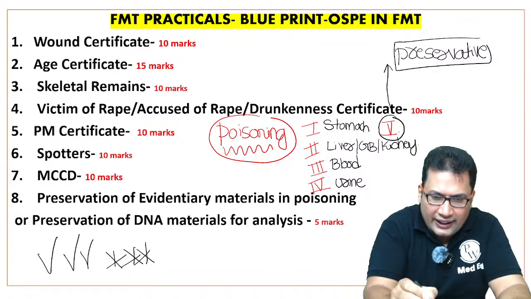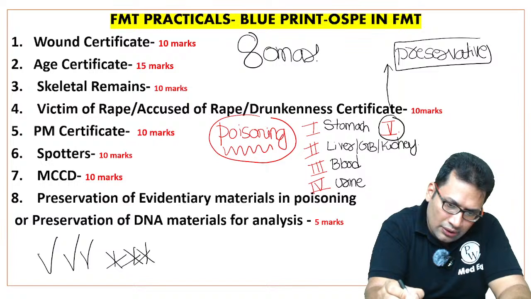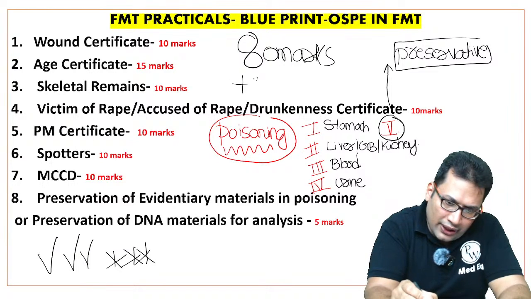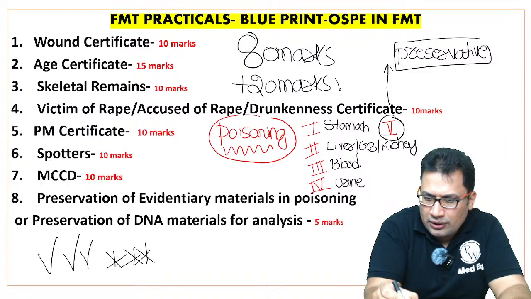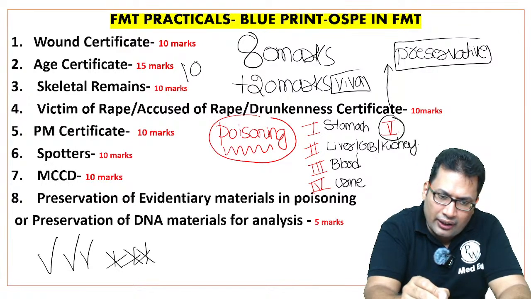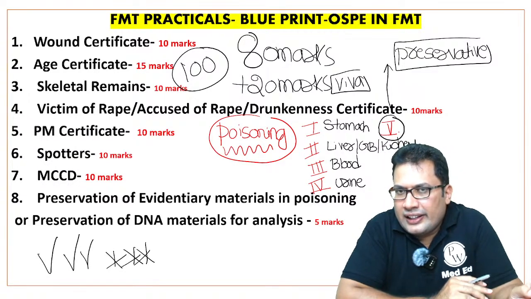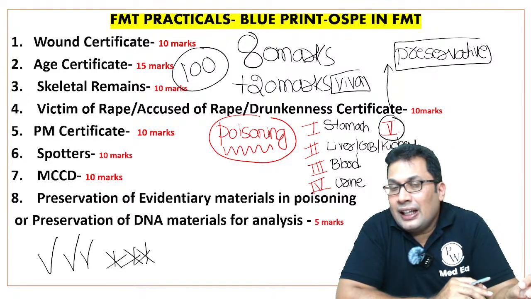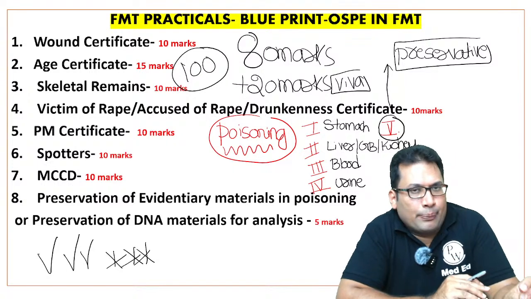So, the total is 80 marks, plus 20 marks for Viva. So, it is a 100 mark paper, right? Totally it is 100. Forensic practical 100, forensic theory examination 100. You need to get 50% in practical and theory, or on average you should get 50%.